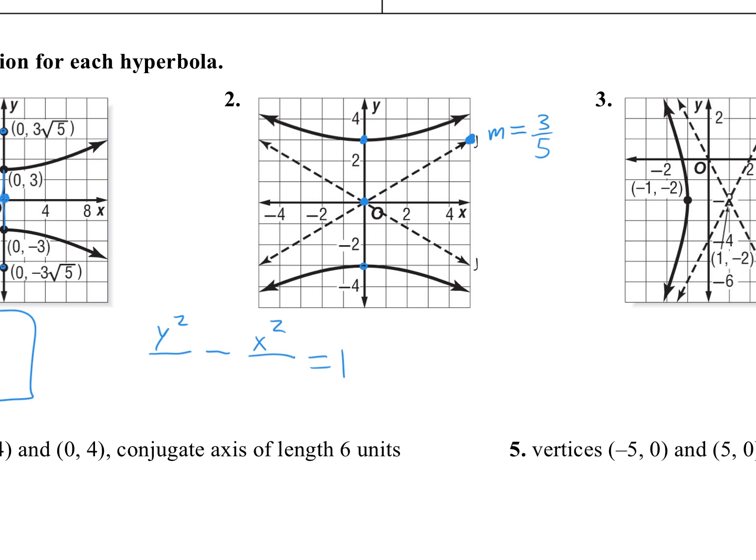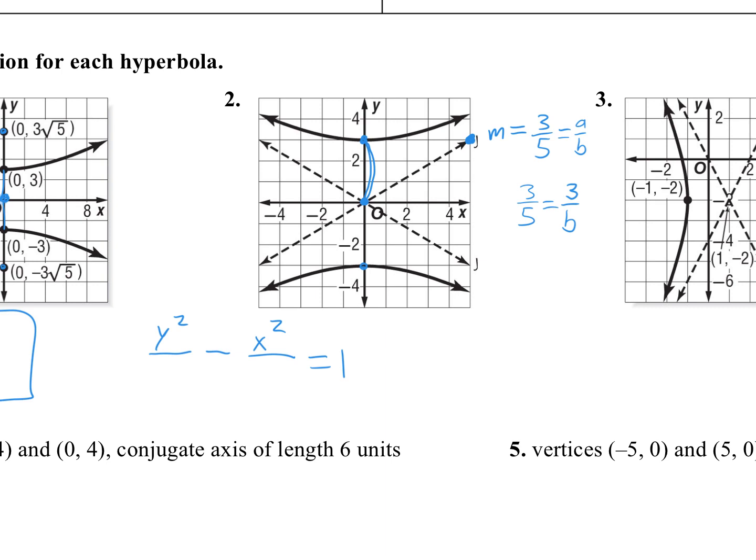Because this is a vertical hyperbola, we note that the slope has to equal a over b. Looking at the graph, we already have a. From center to vertex, that's a, and that's 3. So that's pretty easy to solve. If you know a is 3, then b has to be 5.